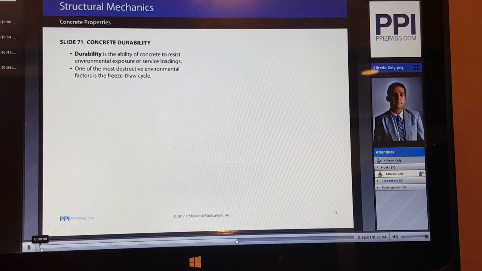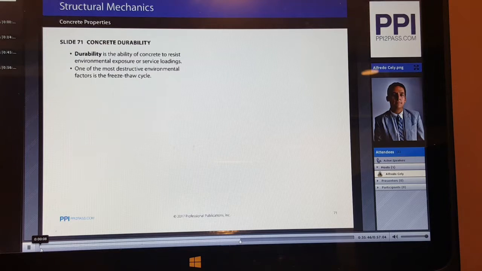Now for durability. Durability is the ability of concrete to resist environmental exposure or surface loadings. One of the most destructive environmental factors is the freeze-thaw cycle. ASTM C666, which is the standard test method for resistance of concrete to rapid freezing and thawing, is the standard laboratory procedure for determining the freeze-thaw durability of hardened concrete. This test determines a durability factor, the number of freeze-thaw cycles required to produce a certain amount of deterioration.